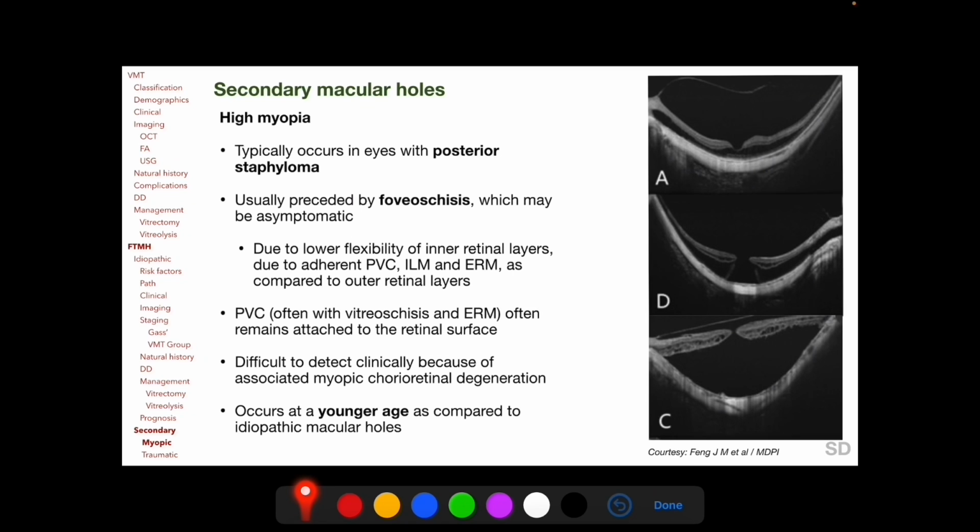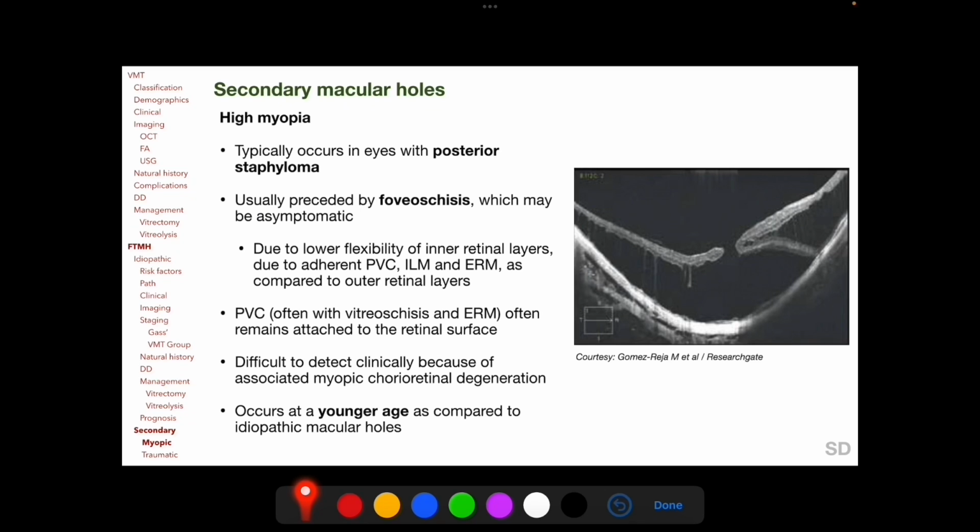Macular holes in highly myopic eyes may be difficult to detect clinically because of associated myopic chorioretinal degeneration, and in contrast to idiopathic macular holes, in highly myopic eyes they typically occur at a younger age. This OCT image shows a macular hole with retinal detachment in a highly myopic eye with posterior staphyloma. This OCT image also shows macular hole in a highly myopic eye with posterior staphyloma along with foveoschisis.